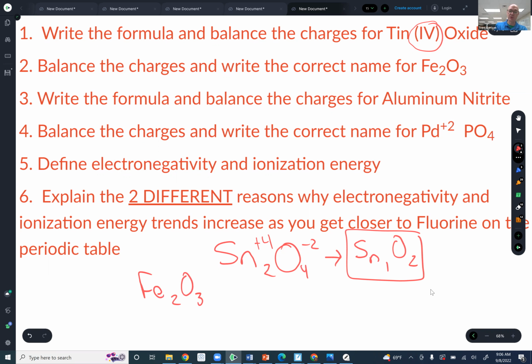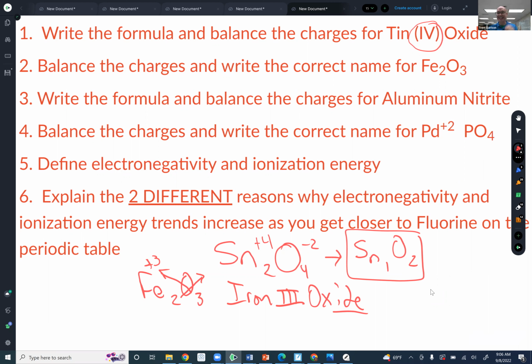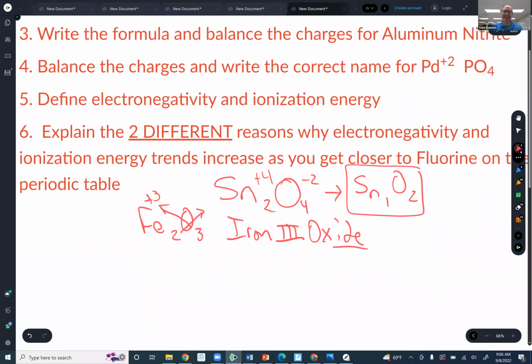Fe2O3, we got to crisscross the charges backwards. And what you end up with is iron +3. So the name of this one becomes iron Roman numeral 3 because its charge is crossed backwards. I don't need a Roman numeral for oxygen, but because it's binary, put the -ide at the end.